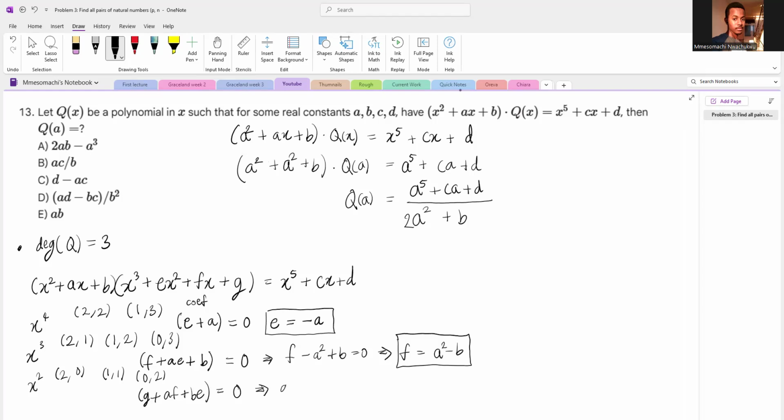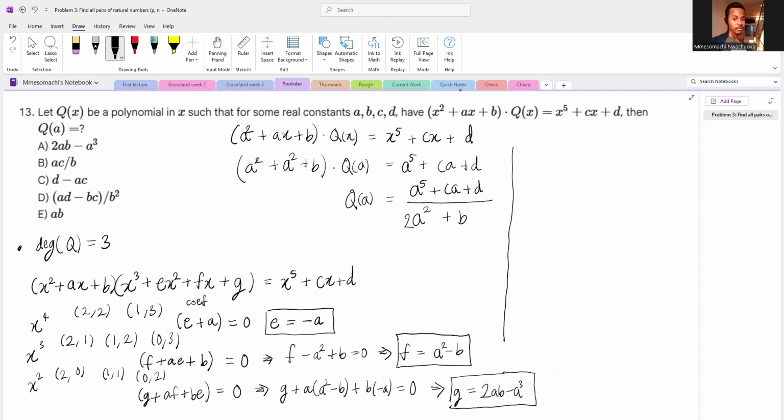So we have g plus f is going to be, okay, f is this, so we have a into a squared minus b. And then we know that e is minus a, so plus b into minus a is equal to 0. So I'll just skip, and we can get that g is going to be equal to 2ab minus a cubed. Okay, now what else can we get?